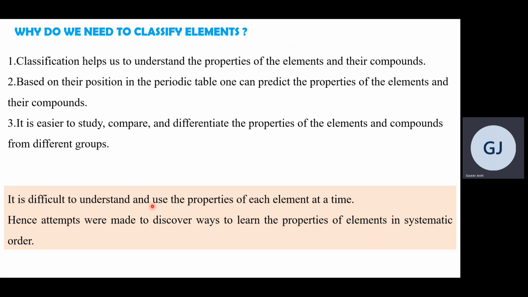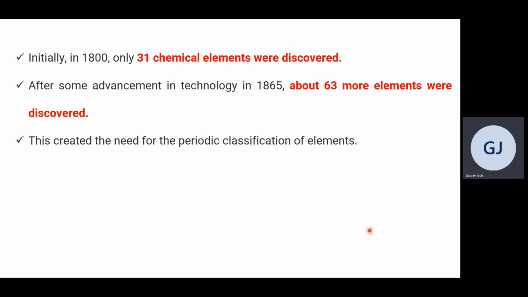Now it is difficult to understand the properties of each element at a time. I just told you there are 118 elements, and if we try to read the properties of each element, it will become a tough ask. Hence, attempts were made to discover ways to learn the properties of elements in a systematic order. If we look at the history of the classification of the periodic table, this study started in the year 1800. You can assume, this is the 21st century.